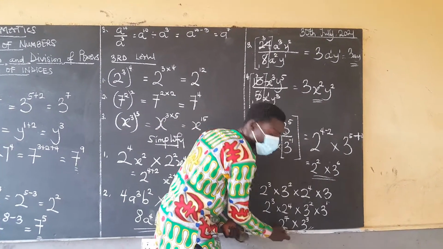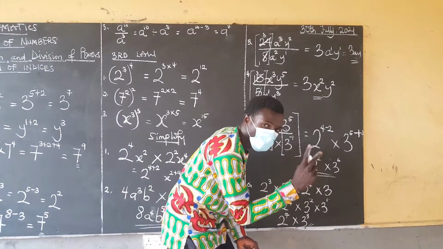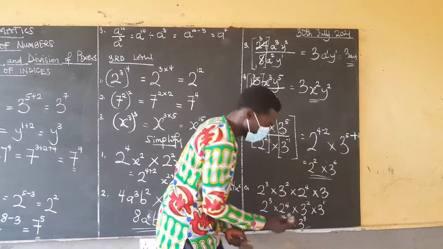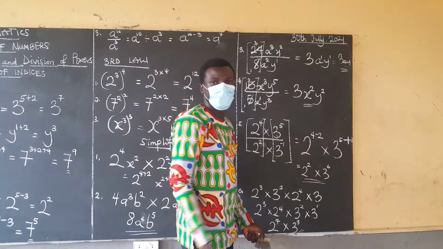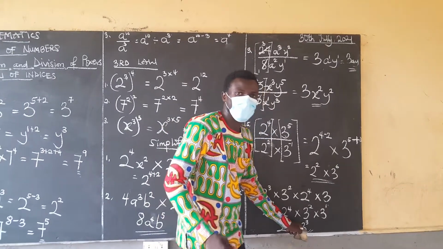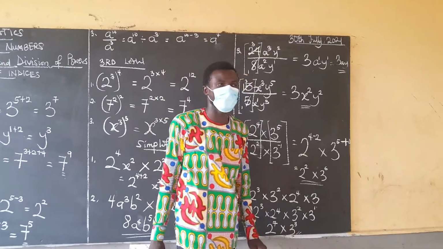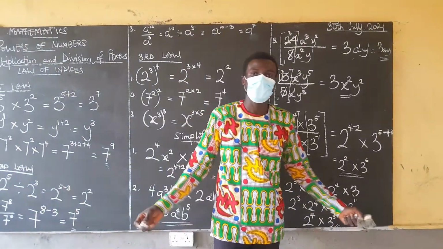If you want to simplify, because the bases are not the same, don't pick 1 or multiply this times this. No. You ask yourself, 2 times 2, 7 times, will give you what? You write it down. 3 times 3, 3 times will give you what? Multiply the two results, then you get your final answer.